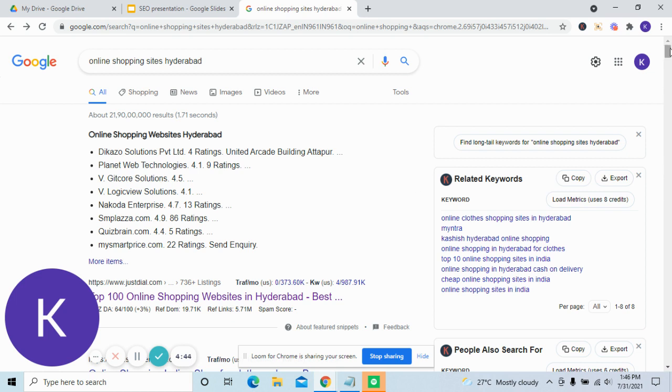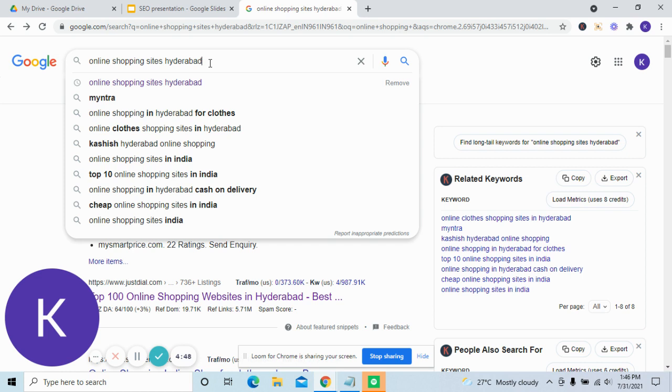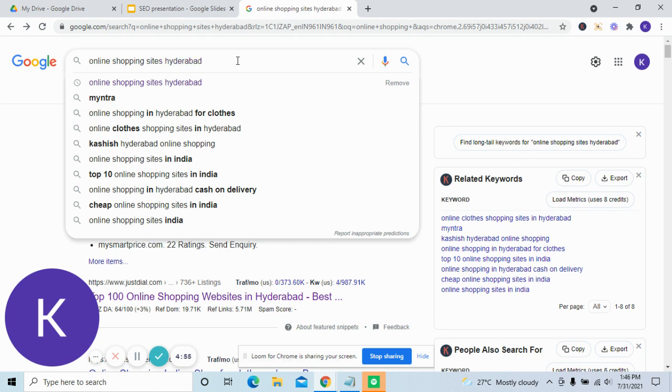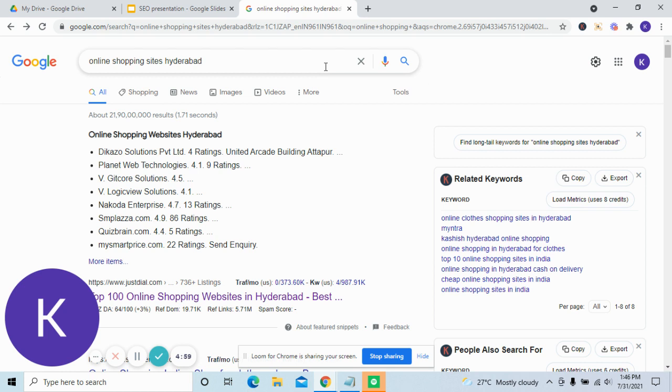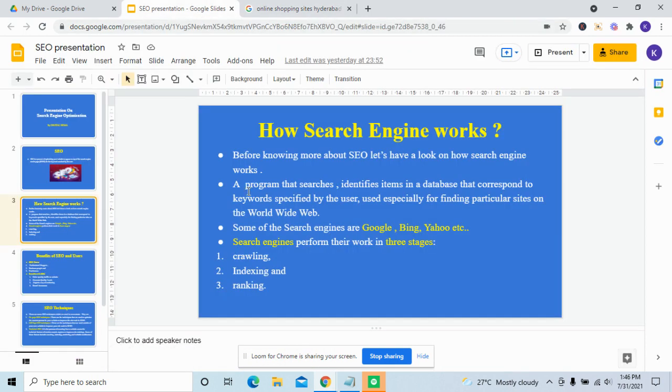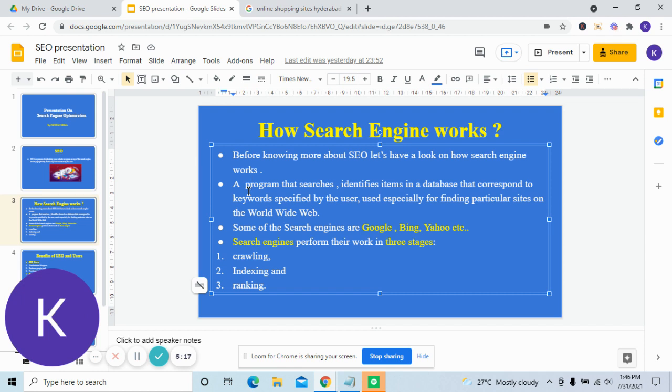Like for the keyword we typed, online shopping sites Hyderabad, the search engine identifies the keyword and searches for the particular keyword in the database, and after identifying the keyword related information, it presents this website information in front of us. So the question here is, on what basis, on what factors does the search engine search keywords and provide us information in front of us?